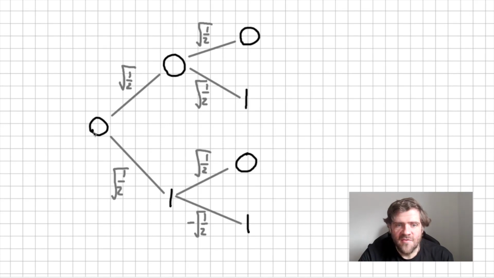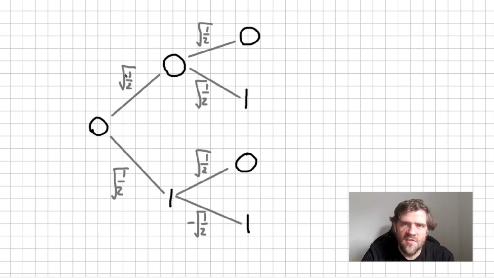We have an initial 0. The probability amplitude for the Hadamard creating a 0 is square root of half. The probability amplitude for outputting a 1 is also the square root of half. In the case that there is a 0, we just have that same process again. But in the case that we have a 1, we have an amplitude of square root of half here, but minus the square root of half there.